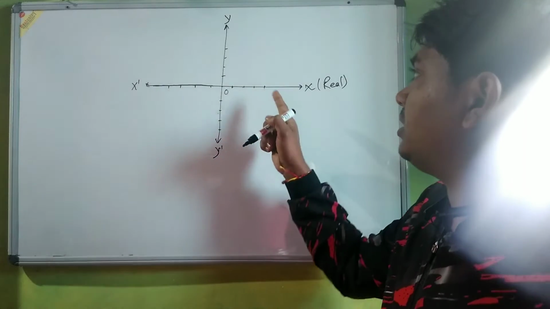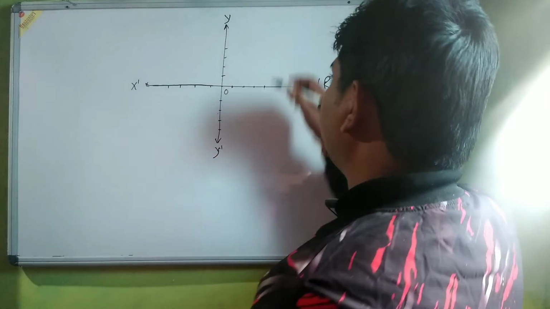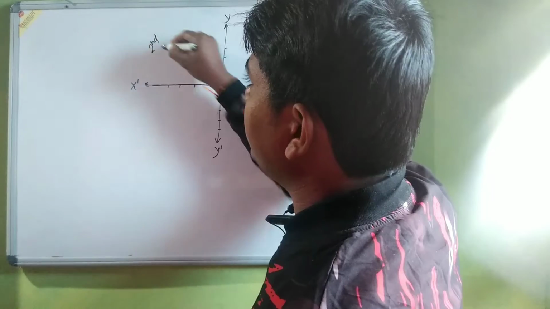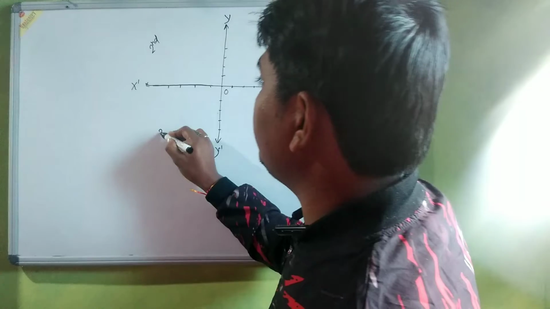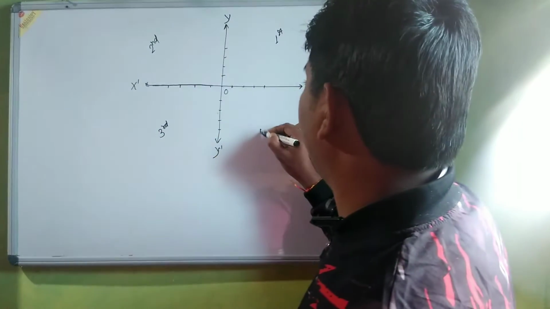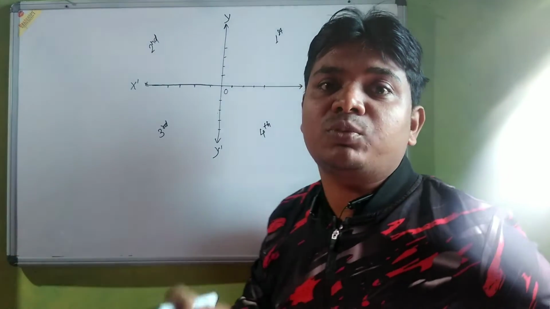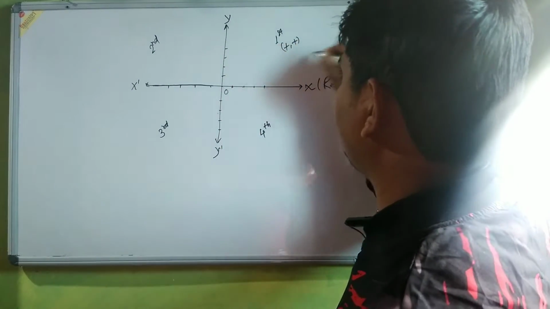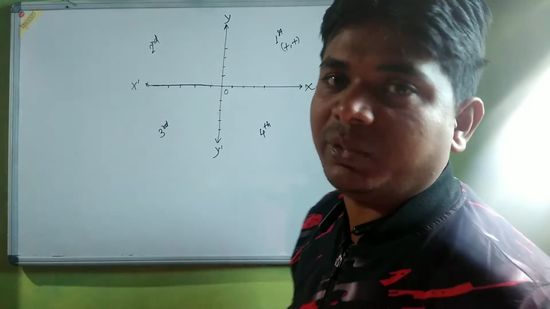Now the horizontal line and the vertical line divide the Cartesian plane into four equal parts. The first part is the first quadrant, the second part is the second quadrant. We have to go in the anti-clockwise direction. The third one is the third quadrant and the fourth one is the fourth quadrant. In the first quadrant, all the positive values of x and y should be there. How we have to take these points, we will understand by some examples.